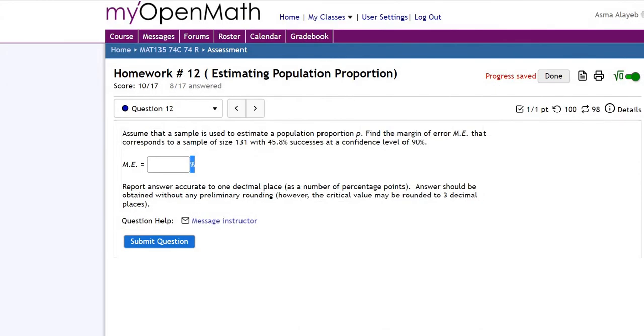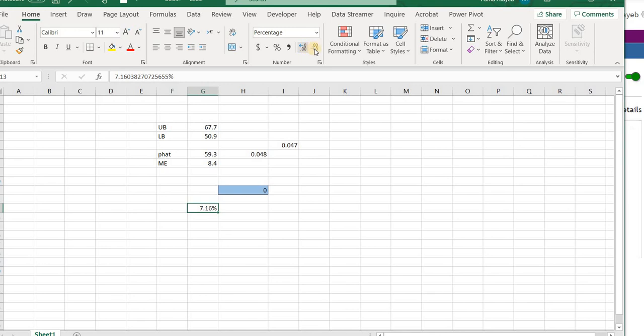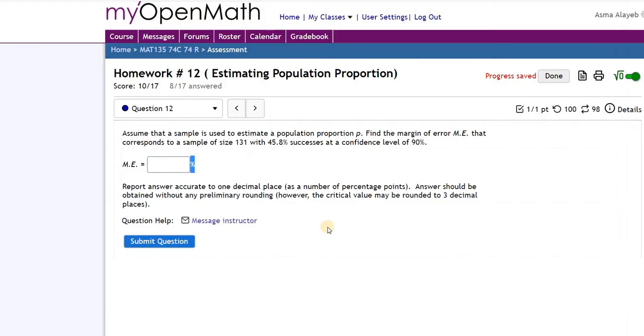Let me see the rounding here. We need to report our answer accurate to 1 decimal. So I'm just going to go here and round it to 1 decimal, decrease. So 7.2%. So I'm just going to type here 7.2%.